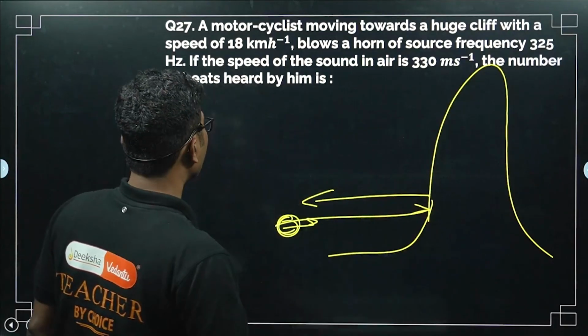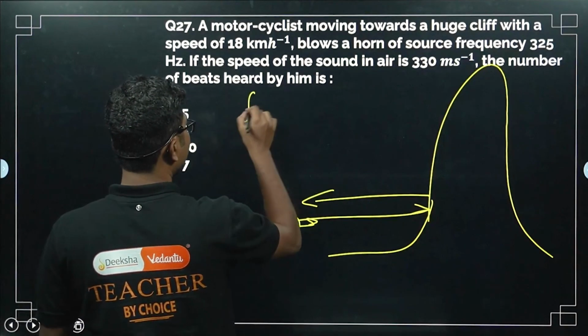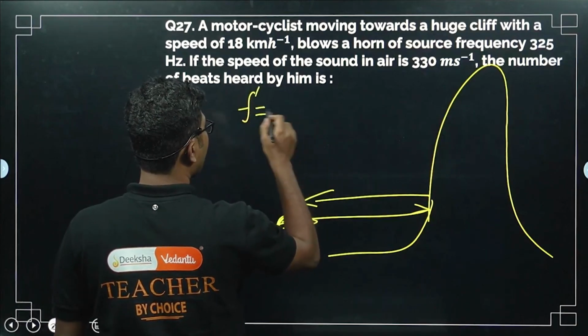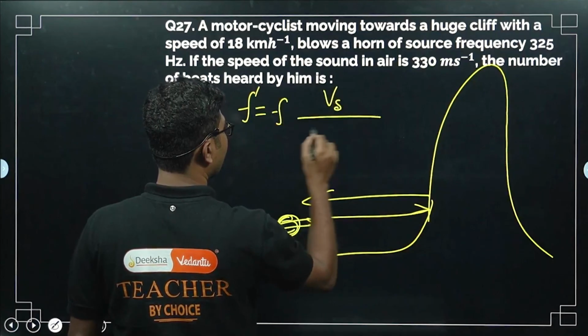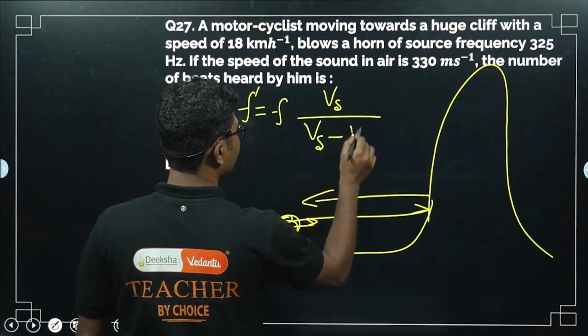So we know that the frequency heard by the observer is given by actual frequency times velocity of sound divided by velocity of sound minus velocity of observer.